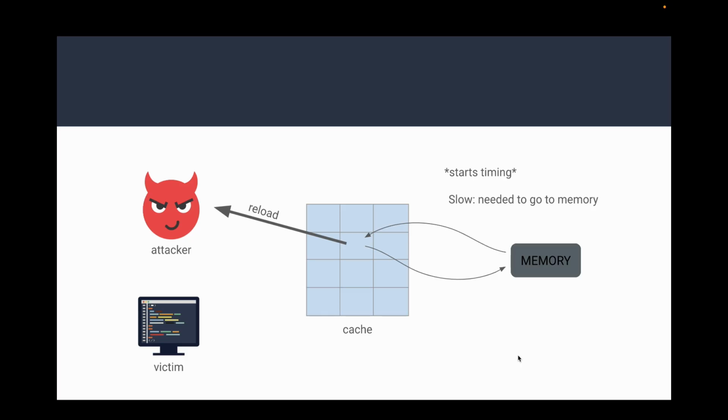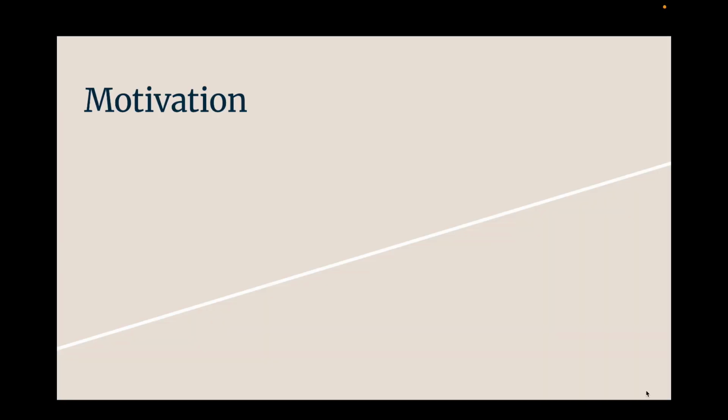So these different side channel attacks are all very dangerous, and that's why being able to detect them apart from regular cache use is super important.